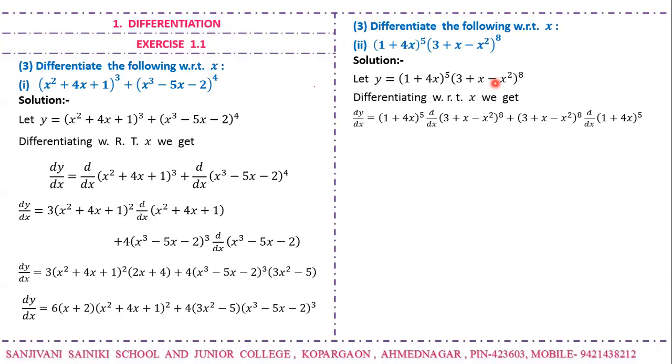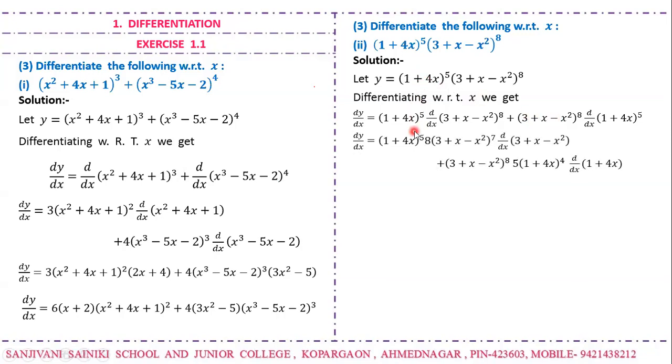What is the product rule? d by dx of u into v is keep first function u as it is into derivative of the second function, plus keep second function as it is into derivative of the first function. So here (1 plus 4x) raised to 5 will keep as it is into d by dx of the second function, plus then second function will be as it is into d by dx of the first function.